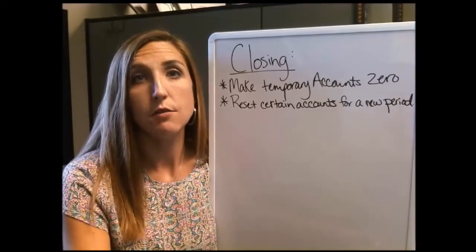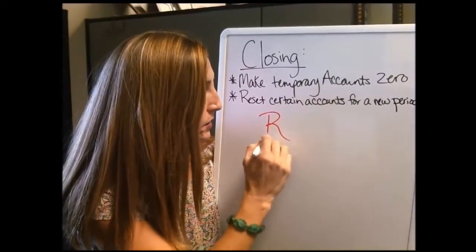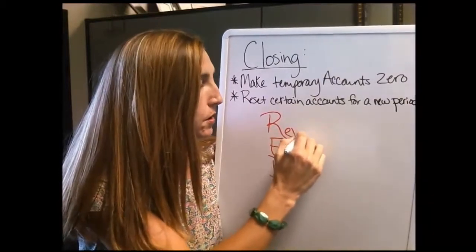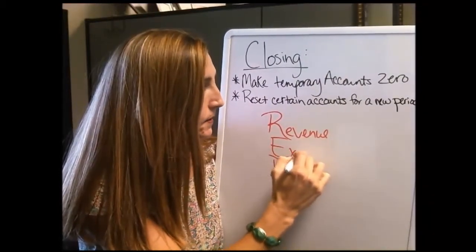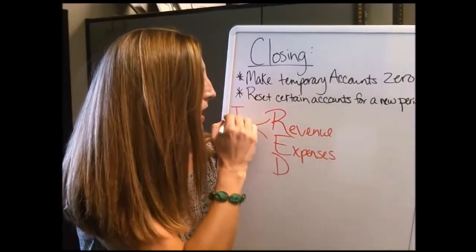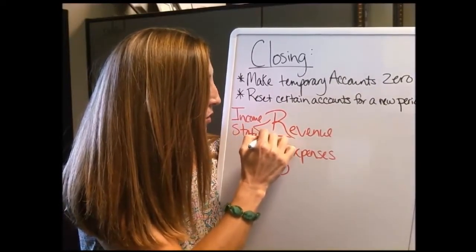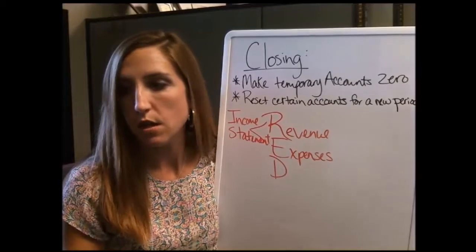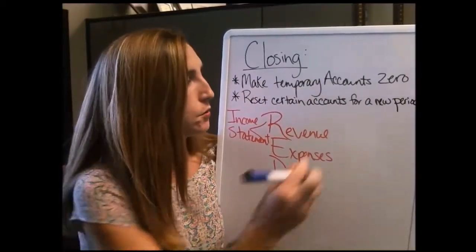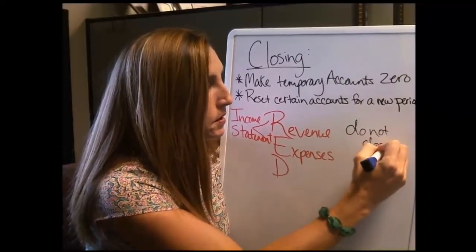So you are going to close out any income statement accounts. You'll close out what I often refer to as red accounts, because we will close revenue, expenses, which are both on the income statement, and we will close out dividends. Those are our three temporaries. We do not close unearned or deferred revenue. That's a liability. Do not close deferred revenue. Do not close deferred revenue.